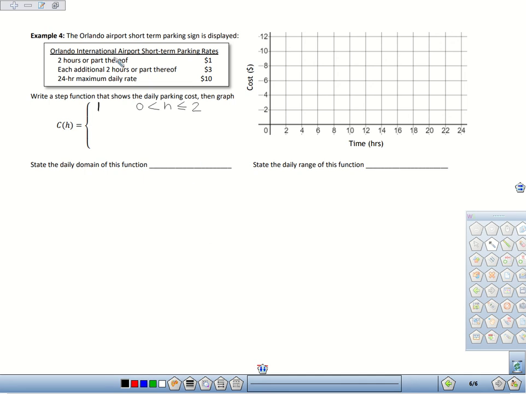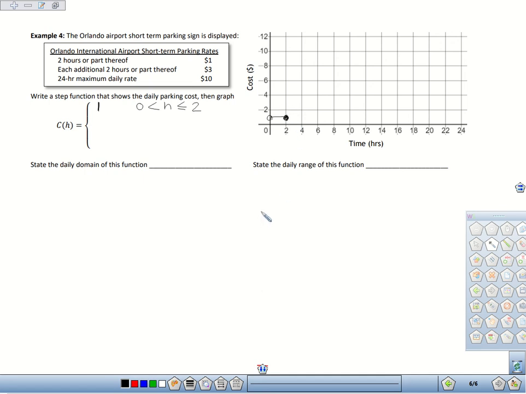So the next one, each additional 2 hours. So if I plot this on the line, that's going to be from here to here. So I'm starting at 0, time of 0. You're not paying anything, but then the second you park, even if you only park for like 30 seconds, you're still going to pay $1. So that's why it starts here, and then up to 2 hours, it will cost you $1. So after that, you're going to pay an additional $3, right?